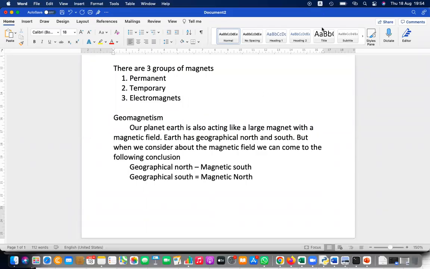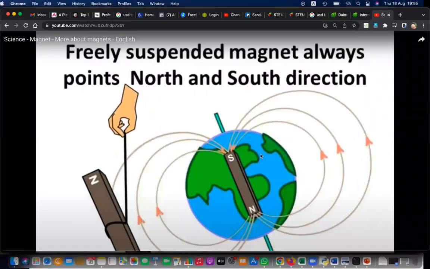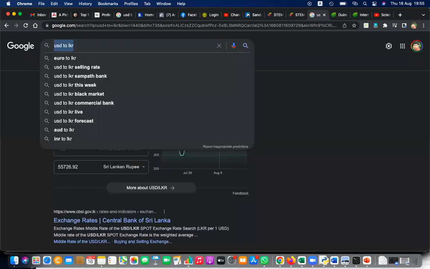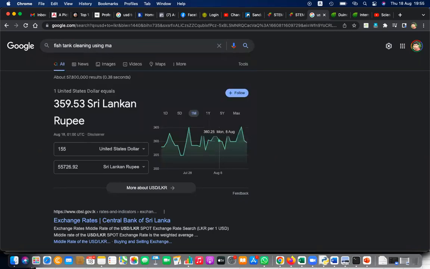Right, then magnets in daily use also. In different places you can see them, even fish tank cleaning equipment. Have you seen the magnet? The wall cleaning in the fish tank can be done like moving the paper clip in that glass of water here. Fish tank cleaning using a magnet.